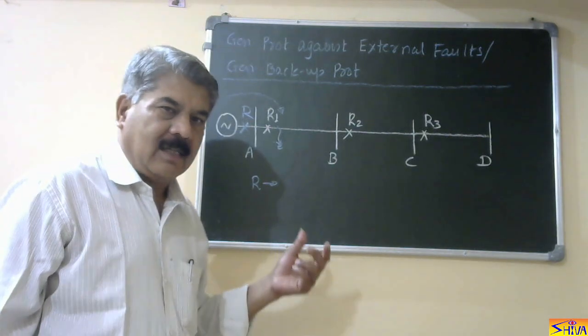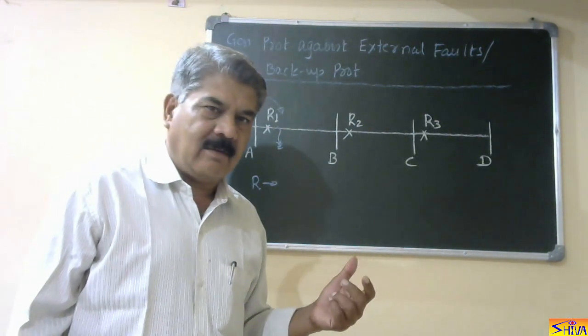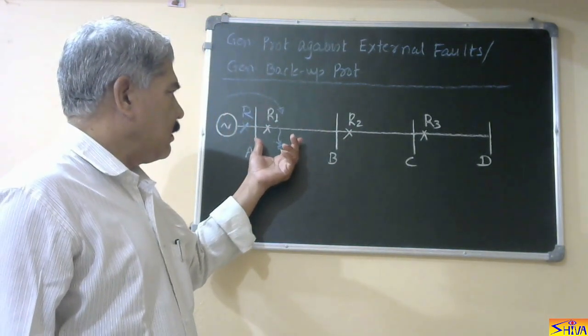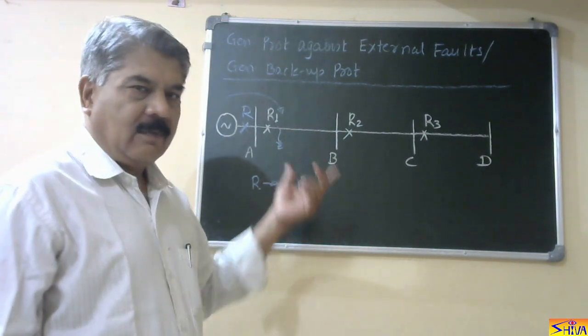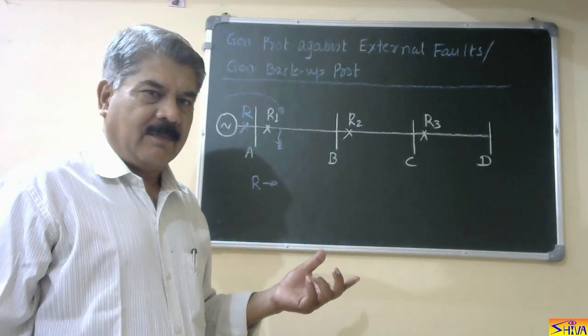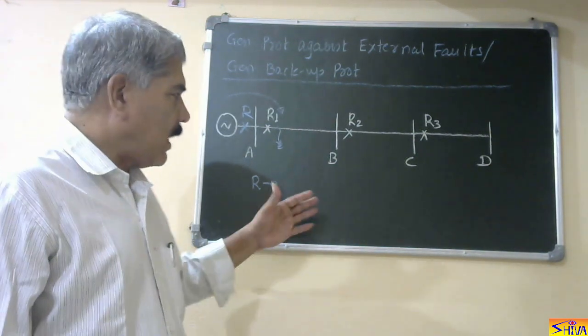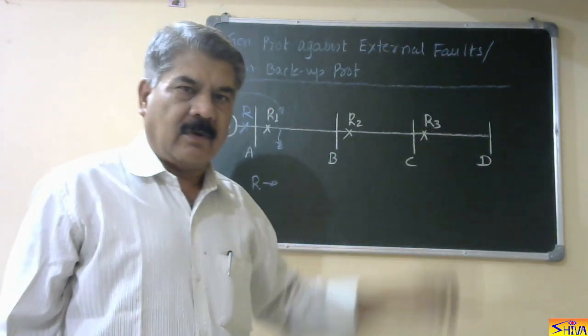This relay R is high set instantaneous relay. High set means its pickup is high. The reason is it is providing backup protection to R1, and if fault is near to the generator, fault current level is very high. So, pickup is high. Therefore, it is high set instantaneous relay. So high set instantaneous relay is used to protect the generator against external faults.